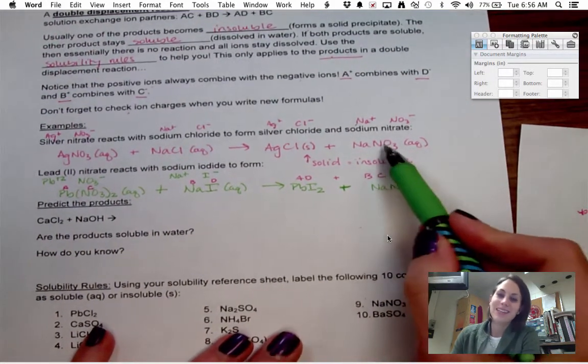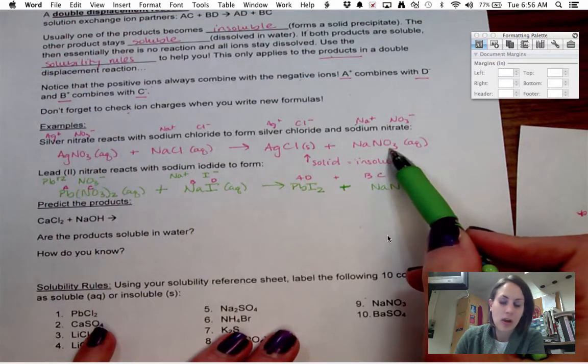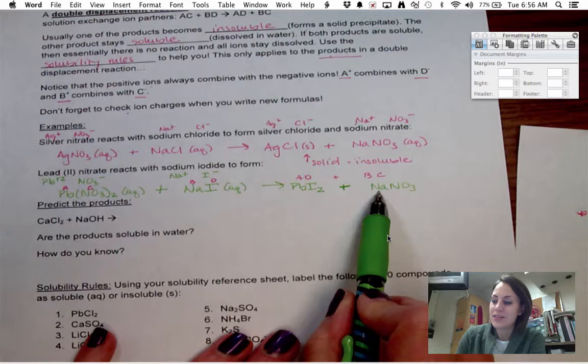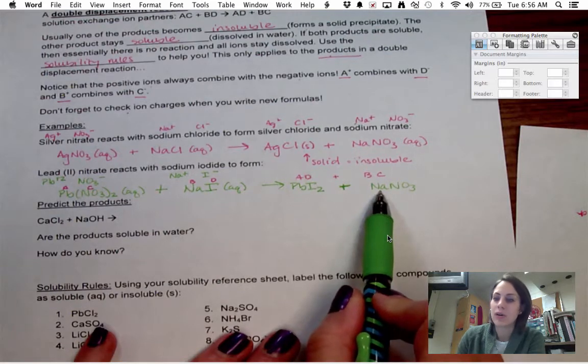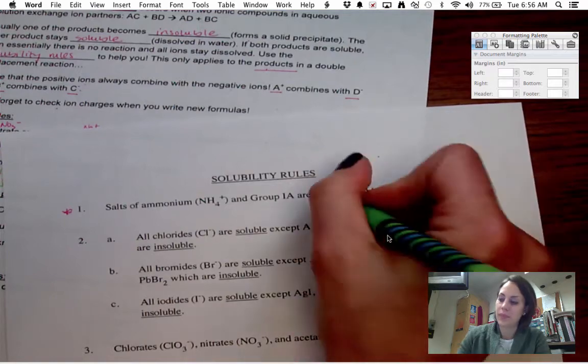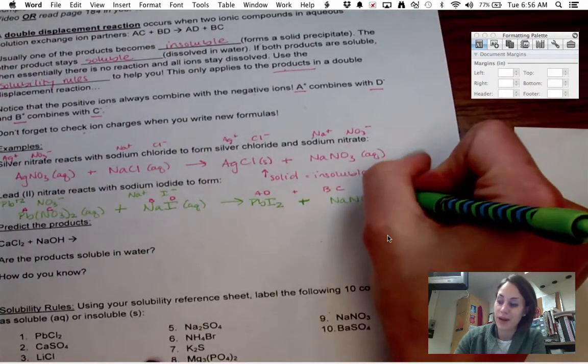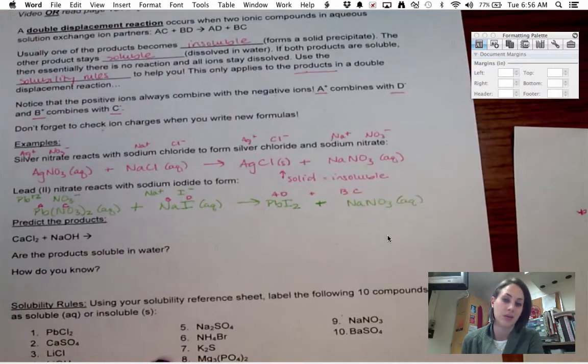Okay, so I see NaNO3 again, which we just did in the previous example. And anything with sodium in it is going to be soluble. That's rule number 1 on our sheet here. So group 1 is always soluble. So it's a pretty safe bet that that is going to be aqueous.